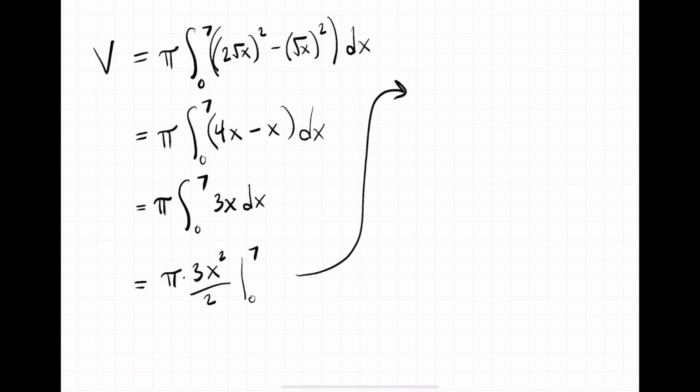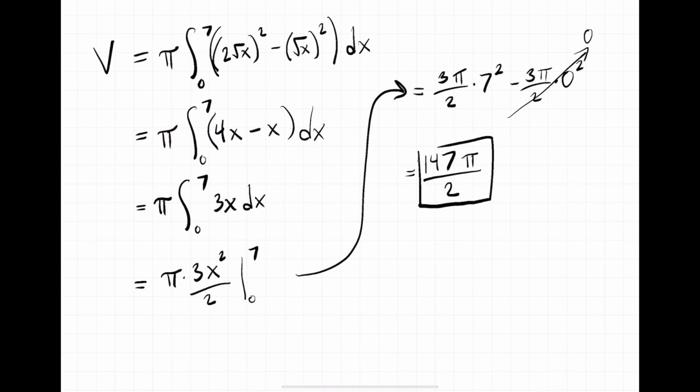Bring this around here. This equals, well, we'll just fill in our bounds now. We're going to have, let's pull that coefficient out front, 3 pi over 2 x squared, that's going to be 7 squared minus 3 pi over 2 times 0 squared. That part again goes to 0. And 7 squared is 49. 49 times 3 is 147. So 147 pi over 2. Again, we'd like an exact answer here rather than a decimal approximation. So this is the best answer we can write.